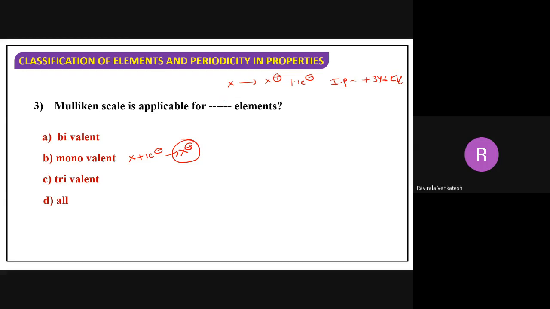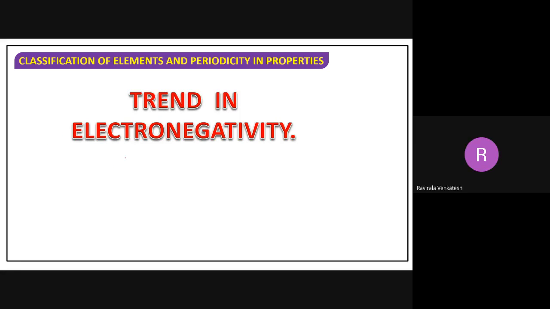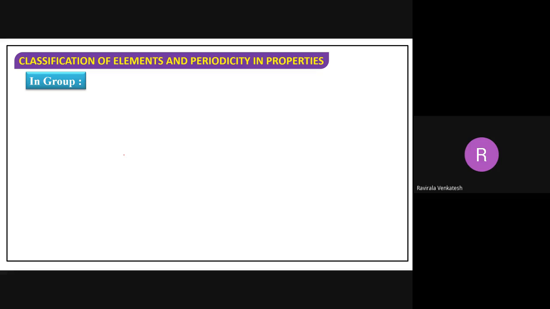Now X adding one electron, converting into X minus, the electron affinity value is minus 240 kilojoules per mole actually. Now this is monovalent and this one also monovalent. Only this type of reactions it will work on. Only for monovalent.